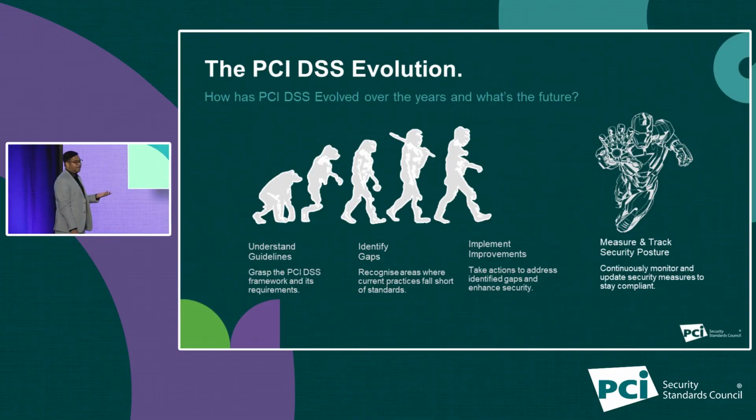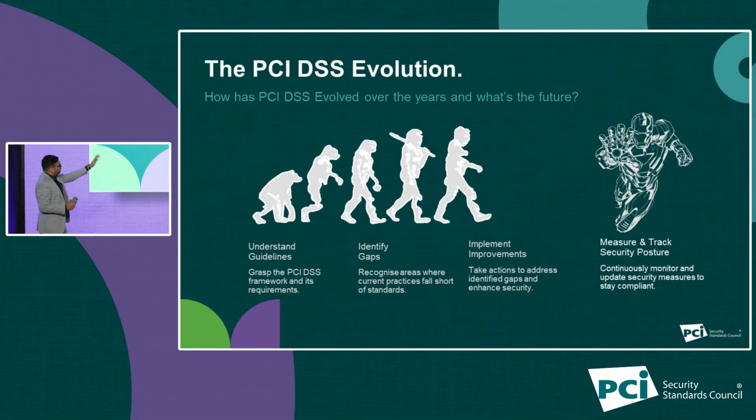I'd like to speak a moment for why I chose this topic. We have evolved as mankind, as humanity has evolved, and everything needs to evolve over time. So how has PCI DSS evolved over the years, and what's the future? I've tried to draw an analogy of human evolution along with the PCI evolution.